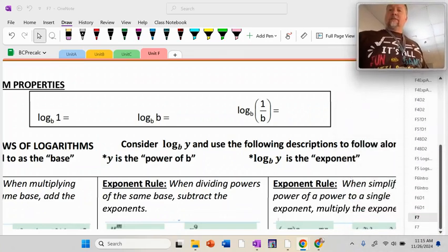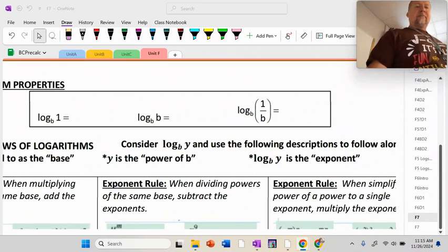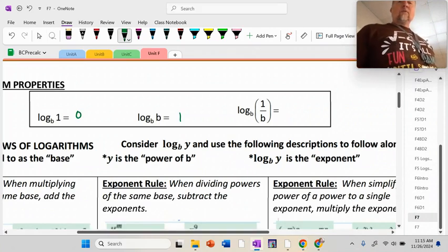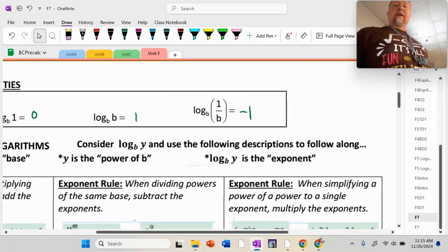Yeah. 0. What's log base b of b? 1. What's log base b of 1 over b? Okay, so these are basic exponent rules.